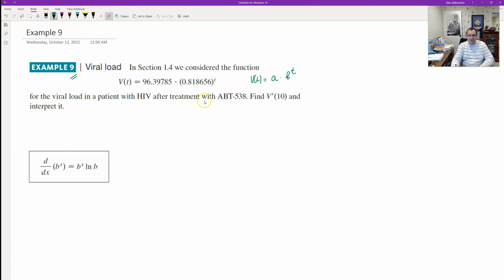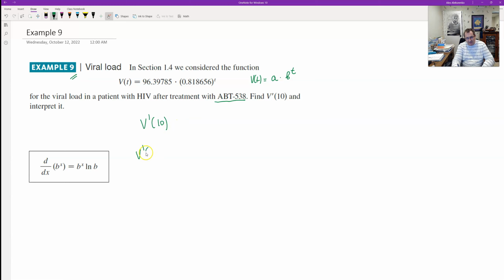So suppose measurements were done on a patient with HIV, and this patient was given a treatment, a certain antiviral, and it was observed that the viral load behaved in the following fashion using this constant. So what we need to find is the derivative at t equals 10 and interpret it.